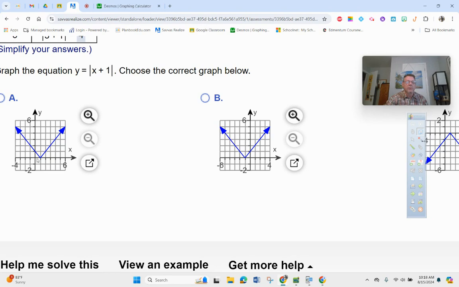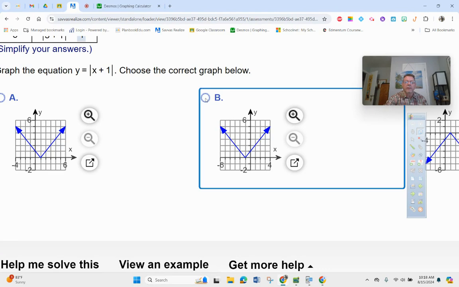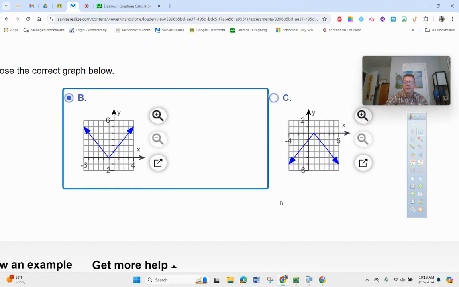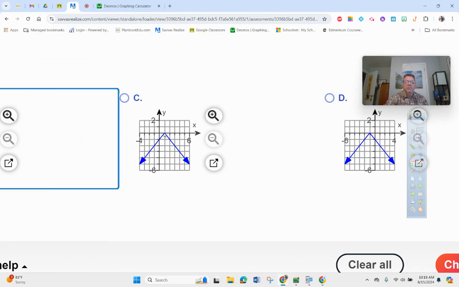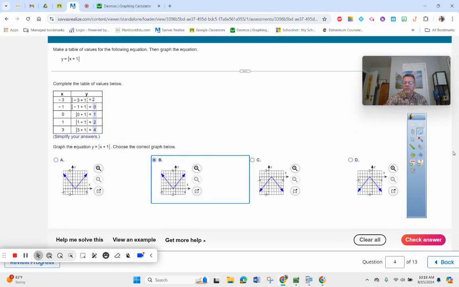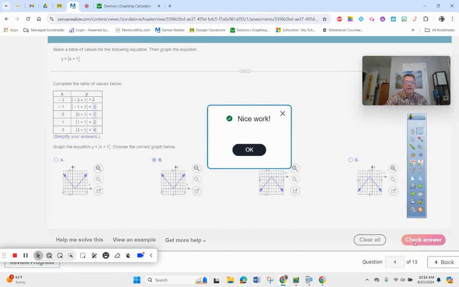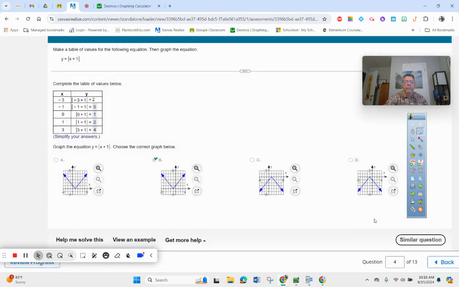Well, this one's right 1 unit. Again, yours will be in different orders or so. Oh, this one's mine, B. Let's look at the other two and see what they did. Okay, this one's right 1 unit, but opening down, which would need a negative in front. This one is left, but it's again opening down, so that would be incorrect. So let's give it a big check, and voila, here we go.